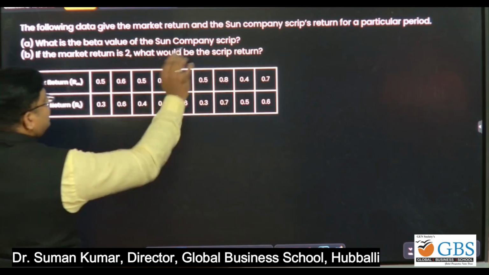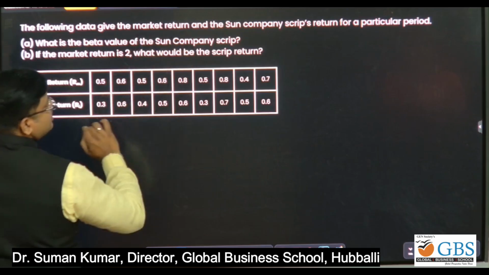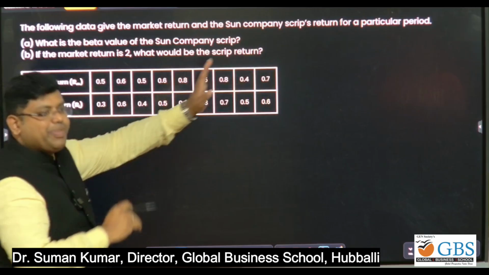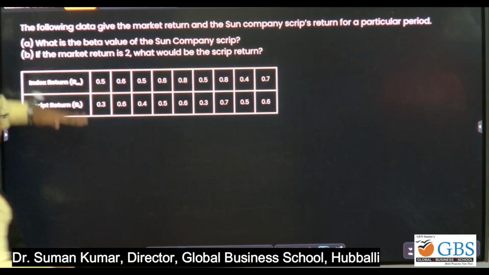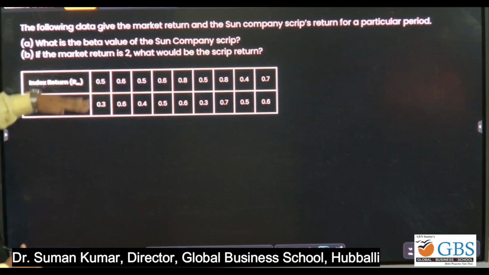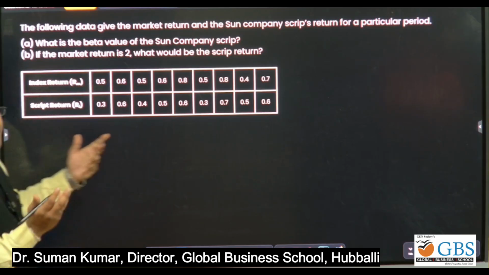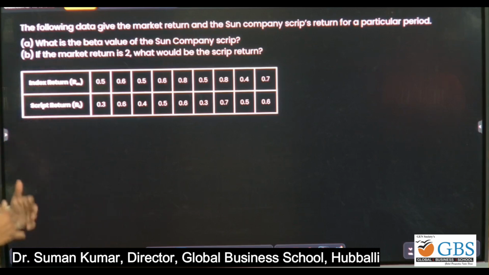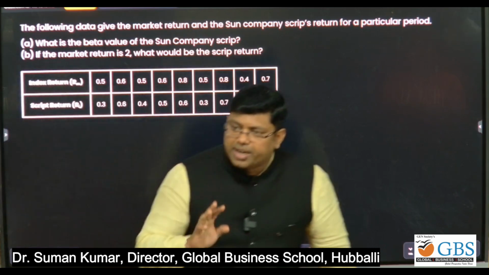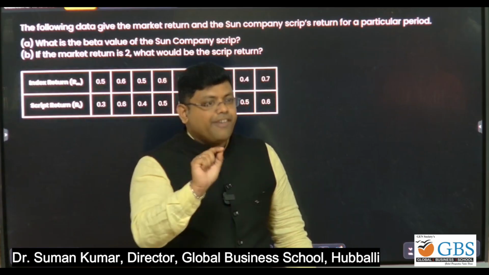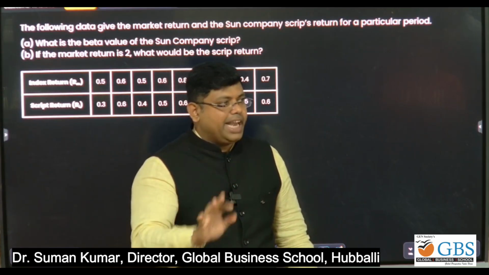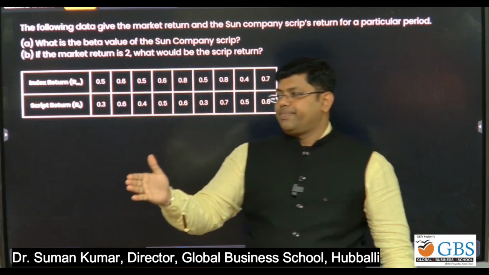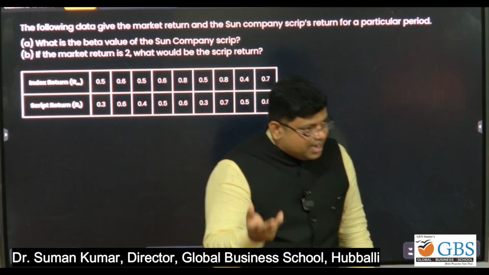See, there are two things given. One is market return, and the other is Sun company, one individual company's returns. Index return means market return, Rm. Script return means individual, Ri. Ri stands for return on individual stock, individual company, individual script. Is it clear? M stands for market. Index is nothing but market.